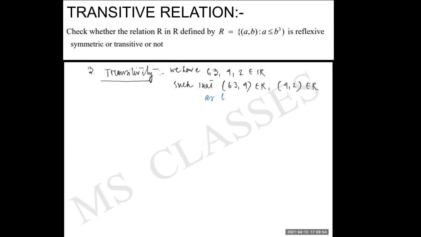As 6³ is less than 4 and 4 is less than 2 cube. 6³ less than 4 cube, 4 less than 2 cube. But you see, 6³ is not less than or equal to 2 cube. Therefore, (a, c) does not belong to R. Therefore, R is not transitive on R.